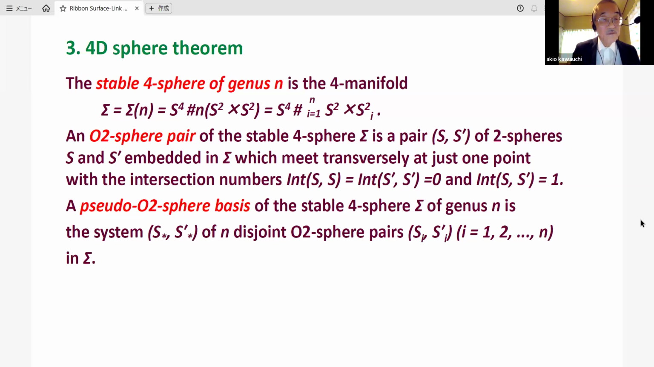Next, the stable four-sphere of genus n is a four-manifold Sigma or Sigma_n, which is the connected sum of S^4 and n copies of S^2 x S^2. An orthosphere pair on the stable four-sphere Sigma is a pair of two spheres S and S' embedded in S^4, which meet transversely at just one point with intersection number one, and with the self-intersection numbers of S and S' zero.